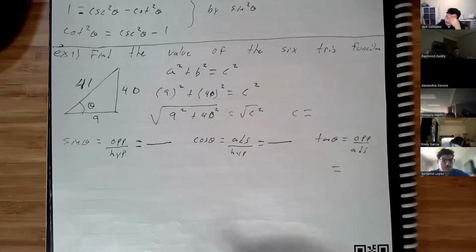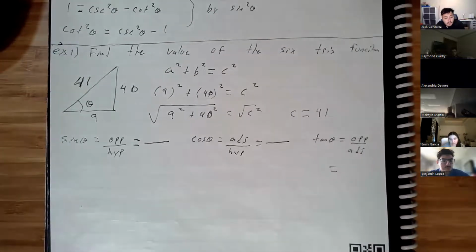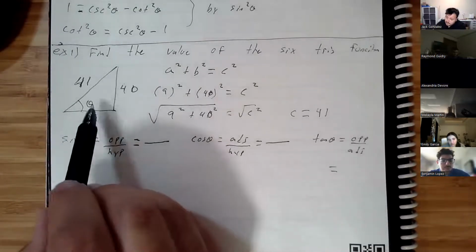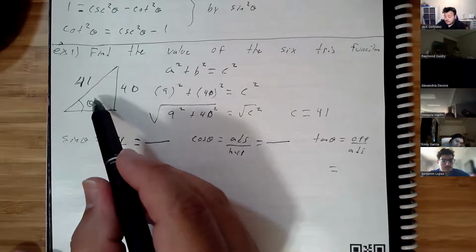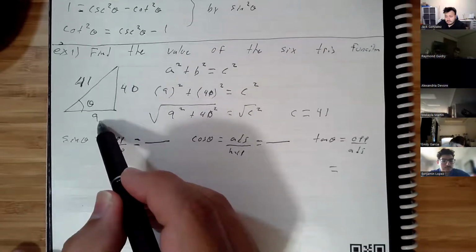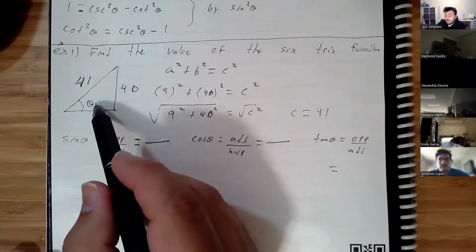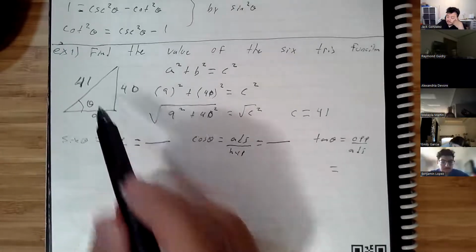So C is equal to 41. I don't have my calculator. I need to grab that in a second. Opposite. So remember, whenever we say opposite, we mean opposite to the angle in question, right? If theta was up here, opposite would be down here. You see what I mean? So opposite depends on where you wrote the theta or where the theta is given. So be careful with that.